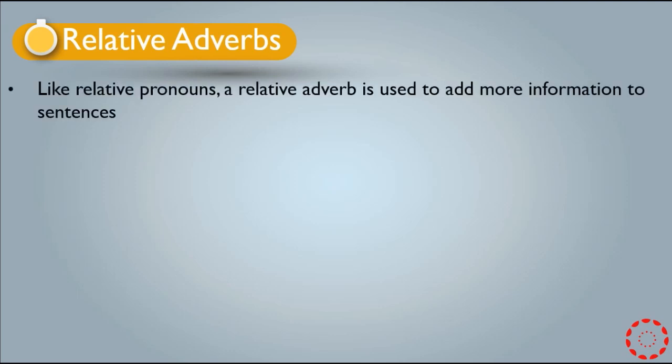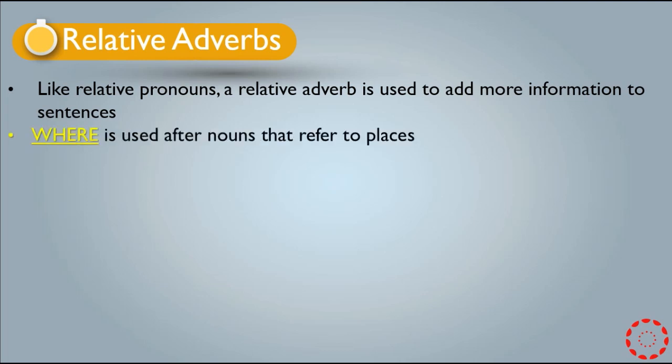Is it clear? And relative adverbs: like relative pronouns, a relative adverb is used to add more information to the sentence. As I said, we have where, which is used after nouns that refer to places. To be careful here, where is used to refer to places, not people.